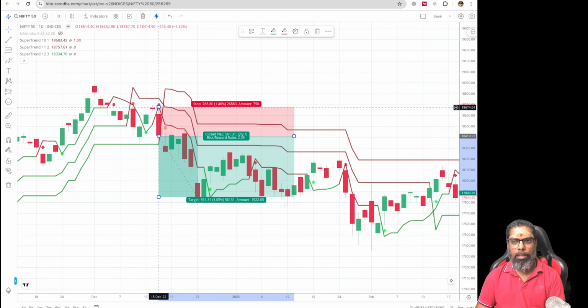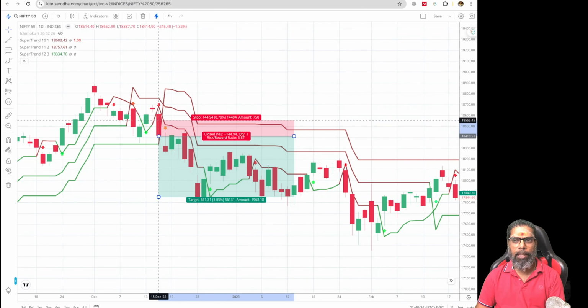People still go with a certain assumption: instead of that, I'll set the 1:2 ratio, but I'll move my stop loss to the middle of this candle or a little bit lower than the previous one, so that now the risk reward ratio is 4.